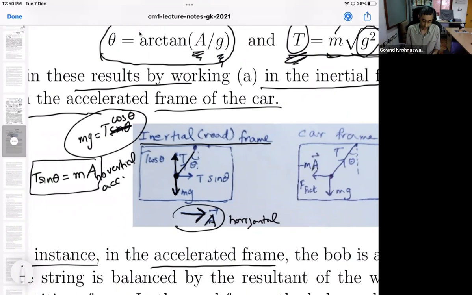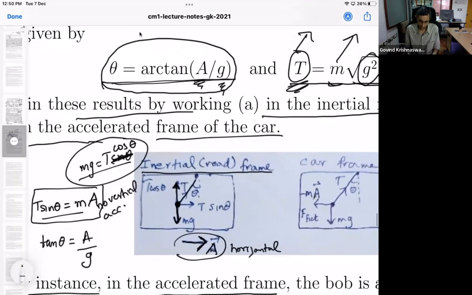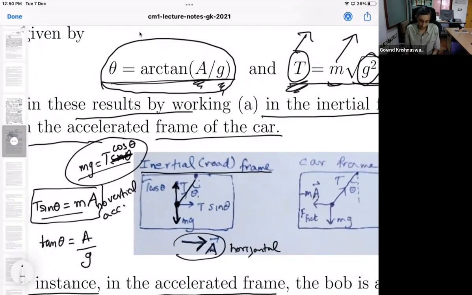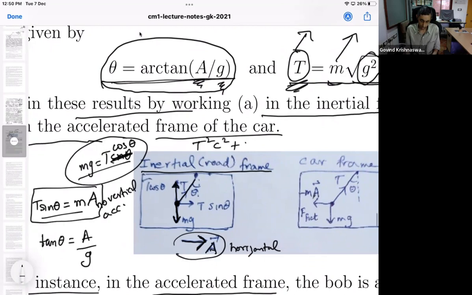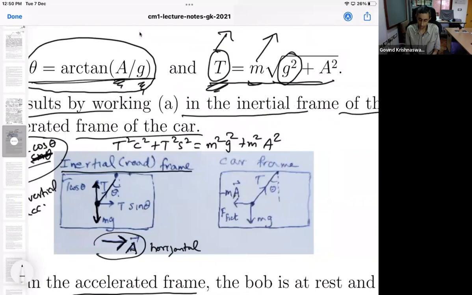So taking the ratio of the two, that is, I divide the second equation by the first, I will get tangent of theta is equal to A upon g. Tangent of theta is A upon g. So that's how you derive that formula. The other formula, namely the formula for the tension itself, is got by squaring these two and adding them up. So you will get T squared cos squared plus T squared sine squared is equal to m squared g squared plus m squared a squared, and cos squared plus sine squared is 1, and so you get this formula for the tension. So that is the analysis in the inertial frame.